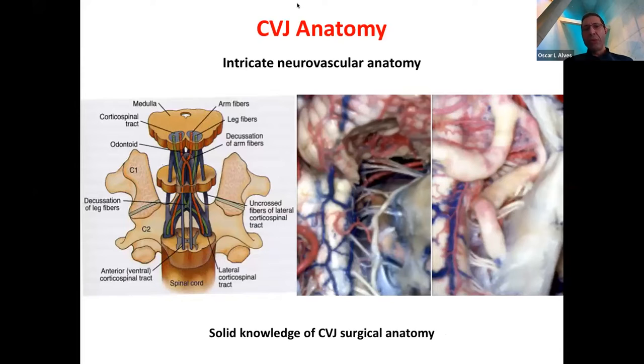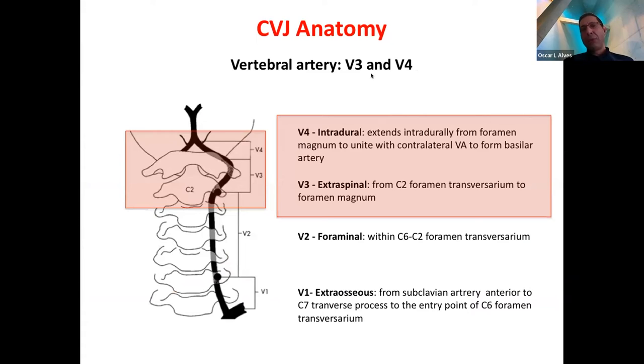So you have in this region, the craniovertebral junction arena, a very intricate neurovascular anatomy, very dense from a neurological point of view: the medulla oblongata, the spinal cord, and attached to that, all the lower cranial nerves. Anybody that wants to operate in this area has to have a very solid knowledge of the anatomy. And for me, the key element for a successful surgery in this area is really the control of the vertebral artery.